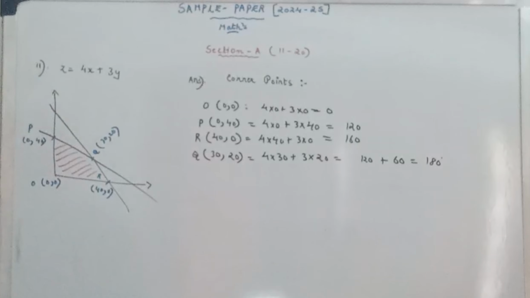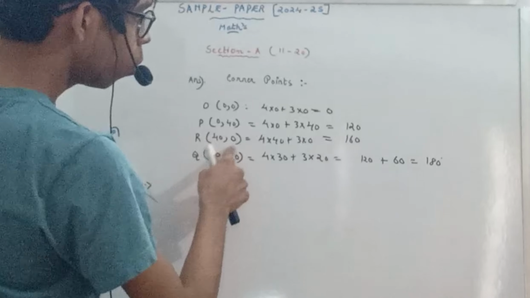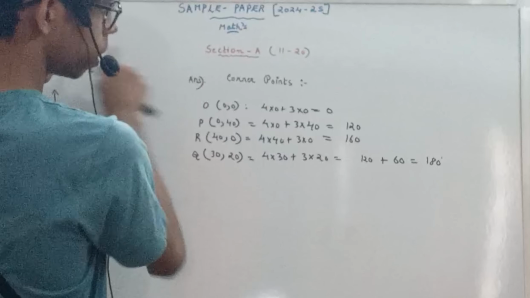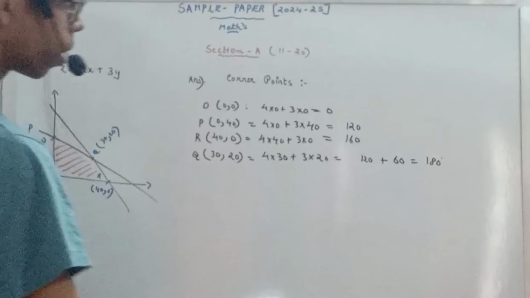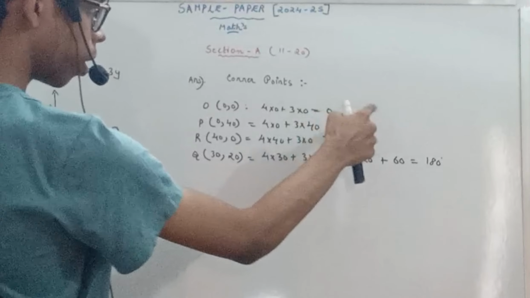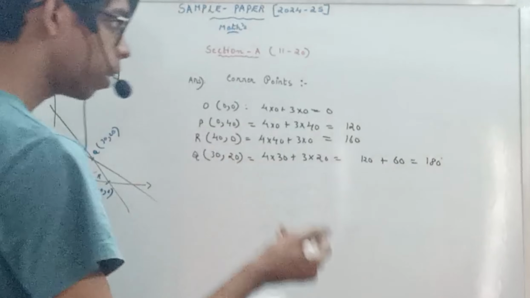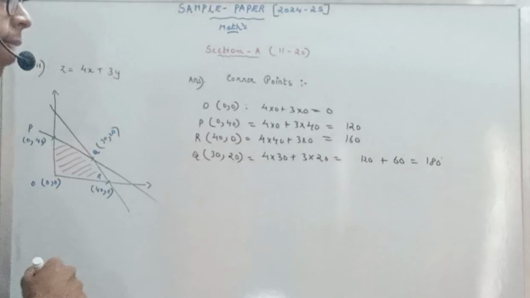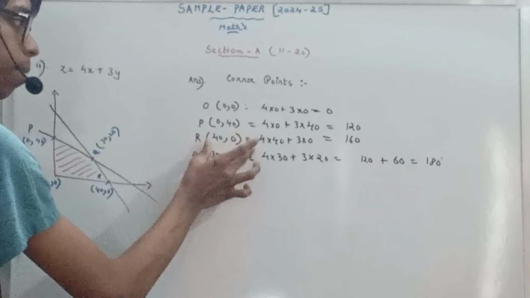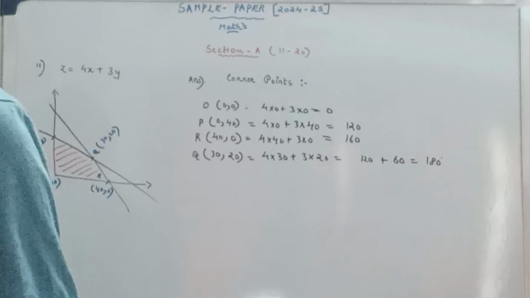Option A is: the maximum value of z is at R, which is (40, 0). When we substituted in the objective function, we got 160. But is it the maximum value? No. If you see, 0 is there, 120 is there, and 180 is also there. And we know that 180 is greater than 160. So definitely, the maximum value cannot be at R. So option A is the wrong answer.